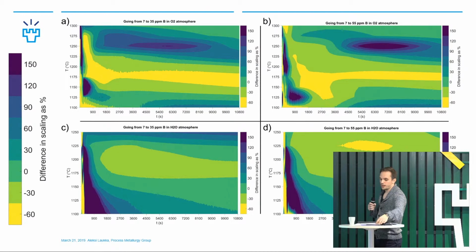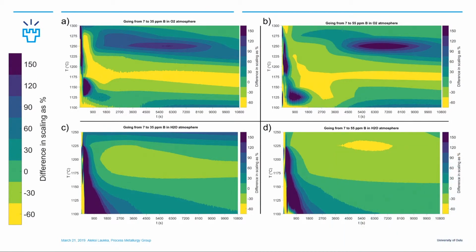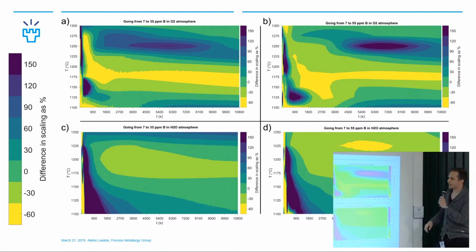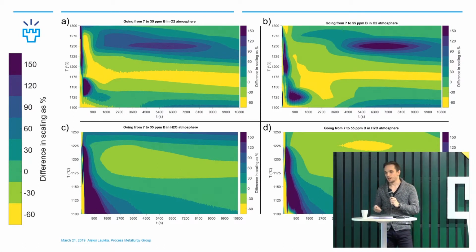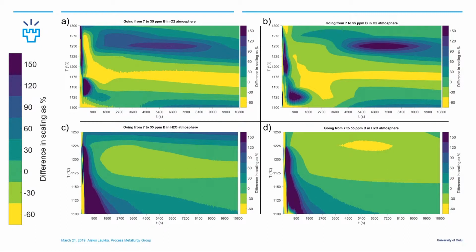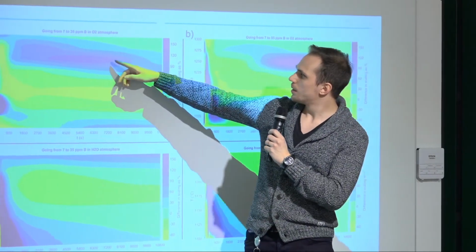And here we have the same steel as before, but now it is microalloyed with either 35 ppm boron or 55 ppm boron in either oxygen or water vapor atmosphere. So microalloying is the practice of changing the alloying amount of a steel in such a way that it still fits inside the standard it is supposed to be. So what we have here is a difference chart comparing going from 7 ppm boron microalloying to 35 or 55 ppm microalloying. And we see that in some temperature ranges, the differences can be as high as 60% less or 120% more.